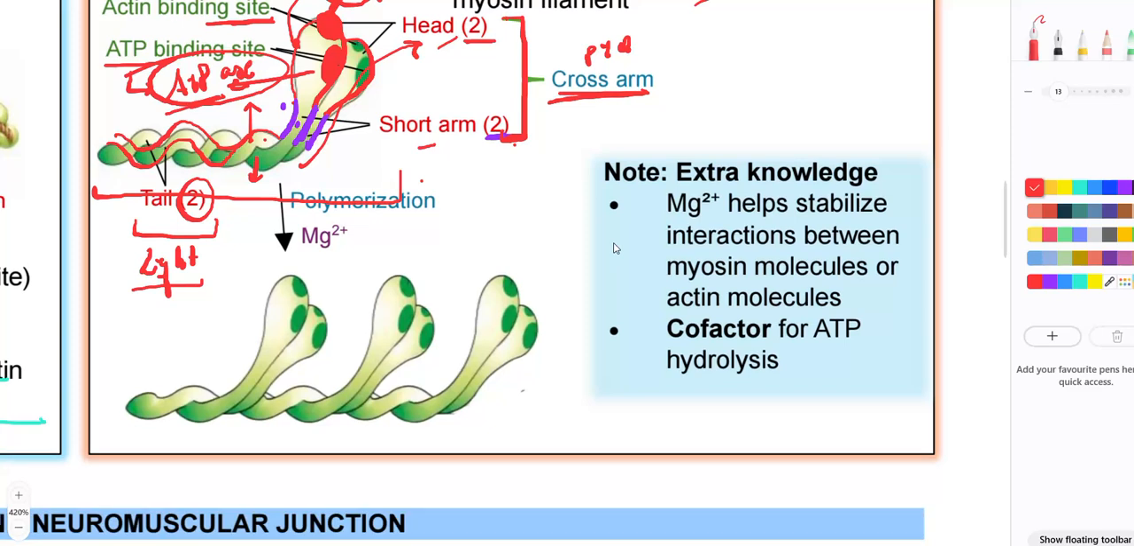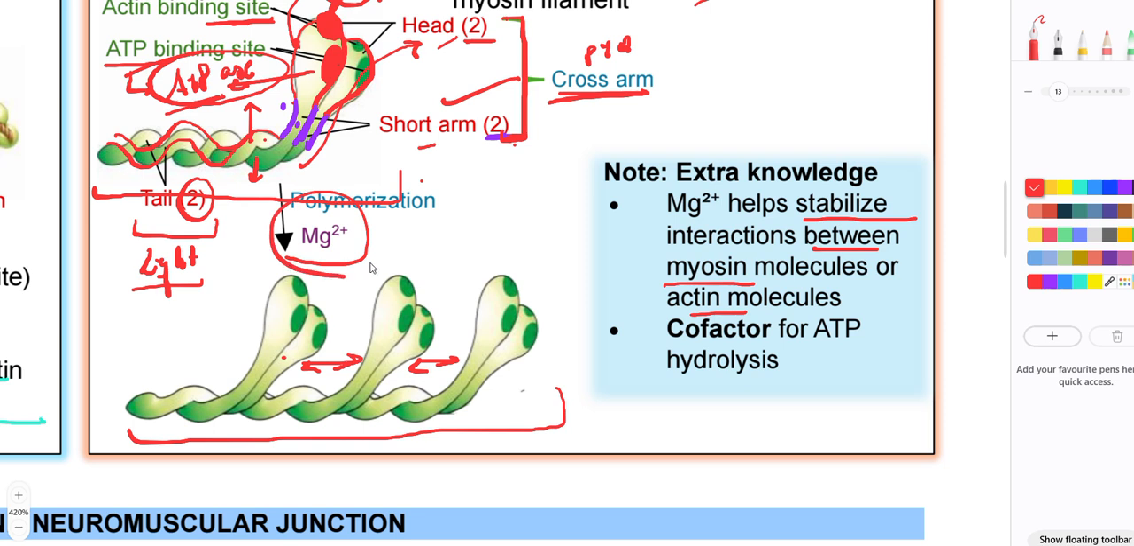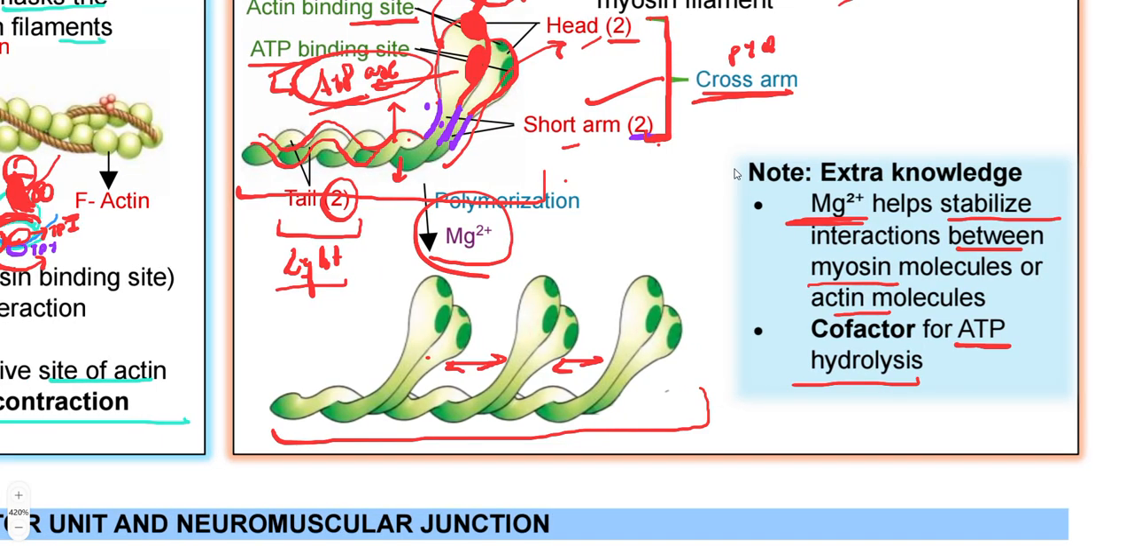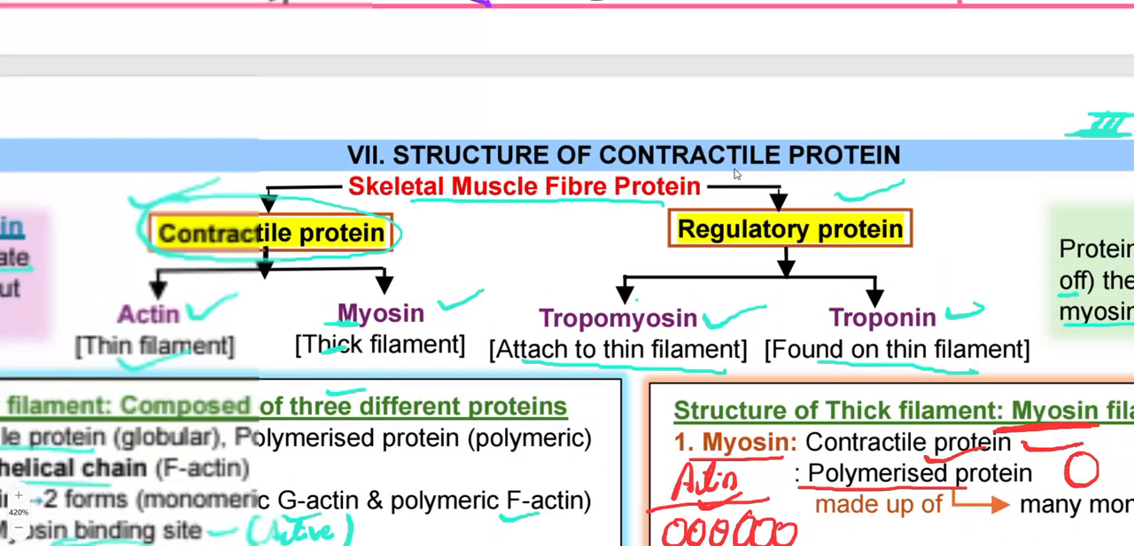Now magnesium helps stabilize, this is extra information. Magnesium helps stabilize the interaction between the myosin molecule and the actin molecule. See, this is one meromyosin and many meromyosins. Many meromyosins are going to join together to form a myosin. For this also, what is required? Magnesium. It is a cofactor for ATP hydrolysis, that is, to break the ATP also, what do we want? We want magnesium. That's all about the structure of your contractile protein. Thank you.